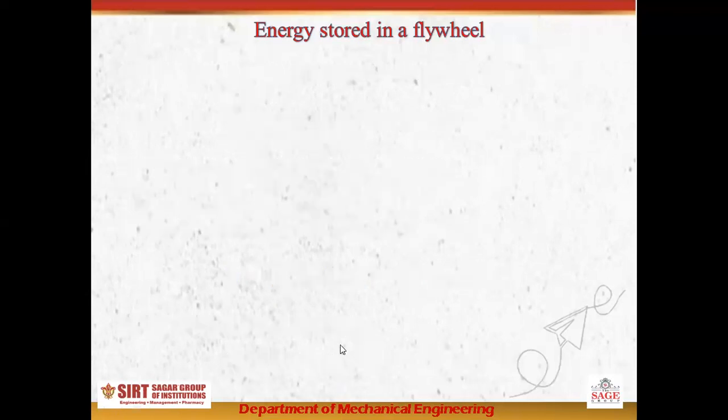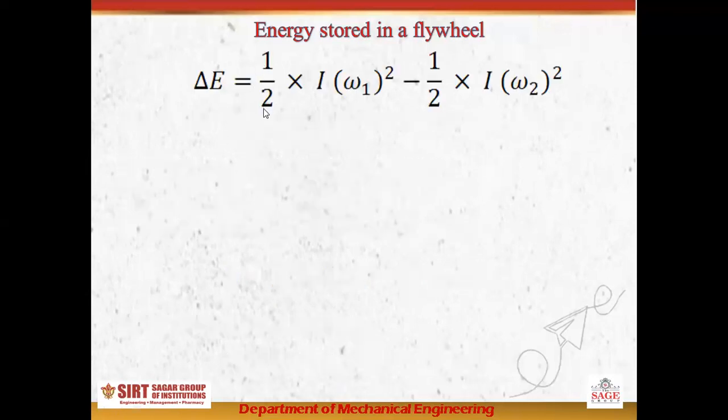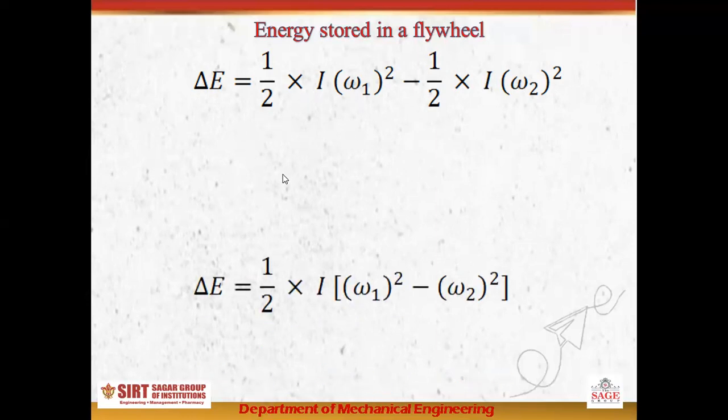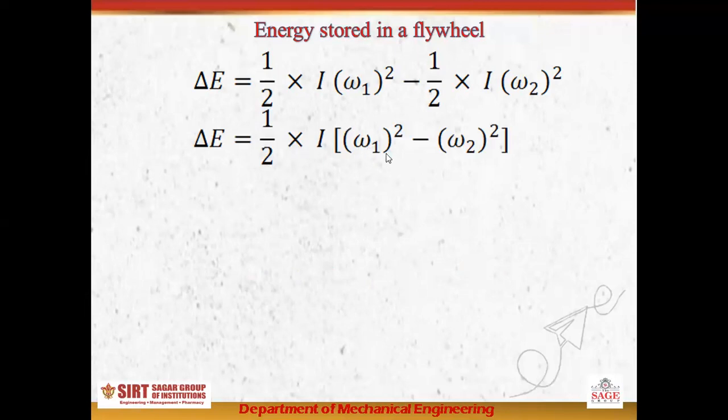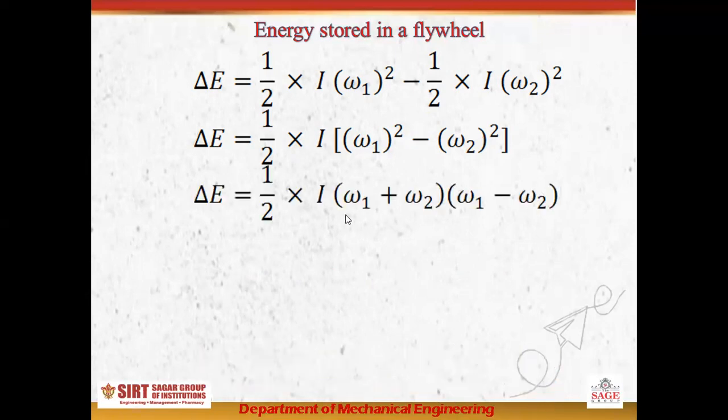So here you can write, delta E is equal to half I omega 1 squared minus half I omega 2 squared. This is the maximum speed, this is the minimum speed. I is constant for both. And it can also be written like this, half I times omega 1 squared minus omega 2 squared. We can open it, a squared minus b squared, that means omega 1 plus omega 2 and omega 1 minus omega 2.